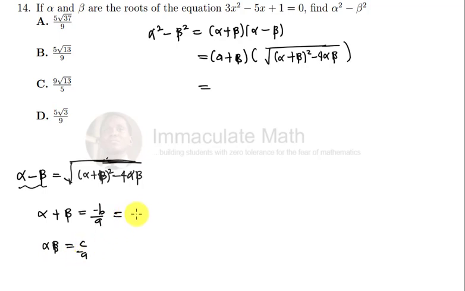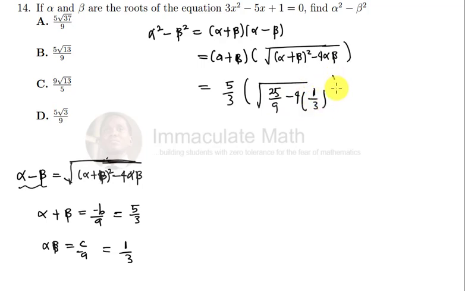So what is my b over a here? That's 5 over 3. Then what is my alpha beta? That's c over a, which is 1 over 3. So if I replace everything inside this place, I'm going to have 5 over 3 multiplied by the square root of, replacing directly, 25 over 9 minus 4 open brackets c over a, that's 1 over 3.